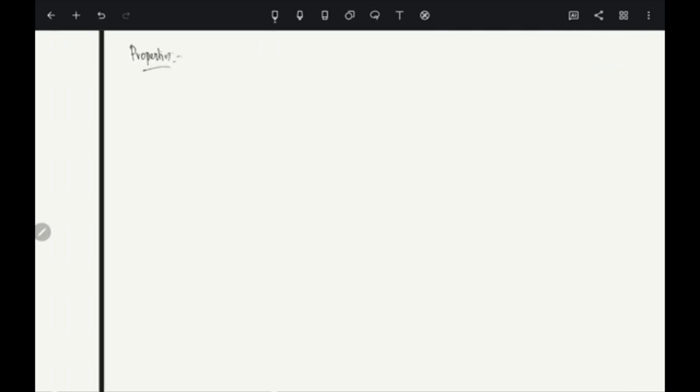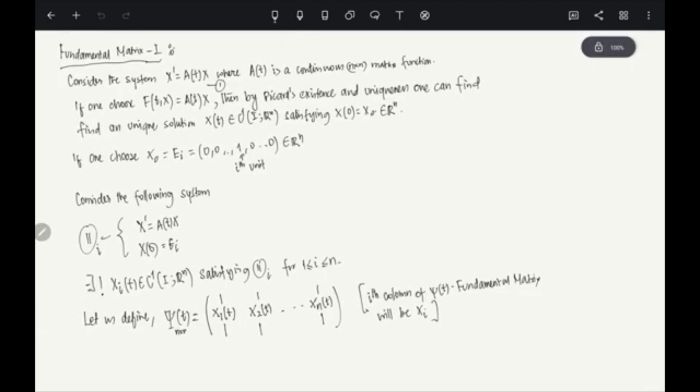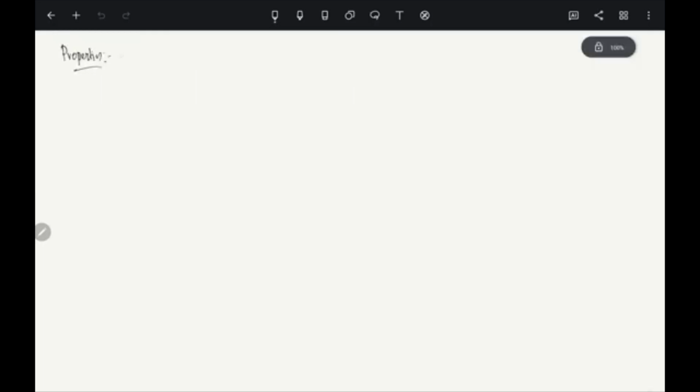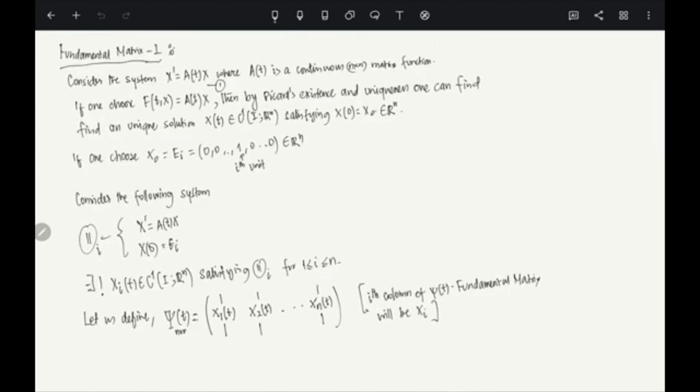First of all, if you look at it, you see phi. Where is it defined? Phi is defined on I. For every t from the interval I, you are going to get an n cross n matrix. So phi as a map goes from I to the n cross n matrices over R. That is, phi is C1, at least continuously differentiable, because every component of it is continuously differentiable. So basically phi is continuously differentiable.